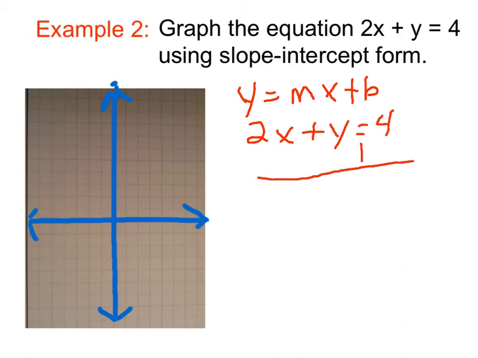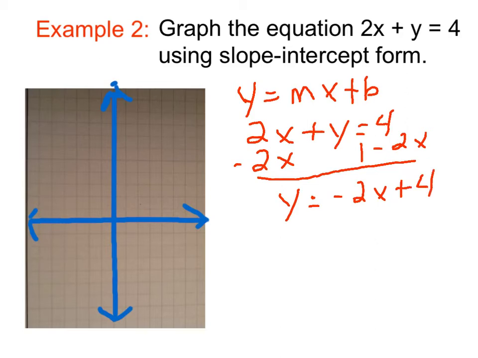Well, to get y by itself, we have to undo this adding by 2x. To undo adding by 2x, we're just going to subtract 2x. But what you do to one side of the equation, you have to do to the other. So when you put 2x and -2x together, you get 0. So on the left, we have just y. On the right, we've got -2x and a positive 4.